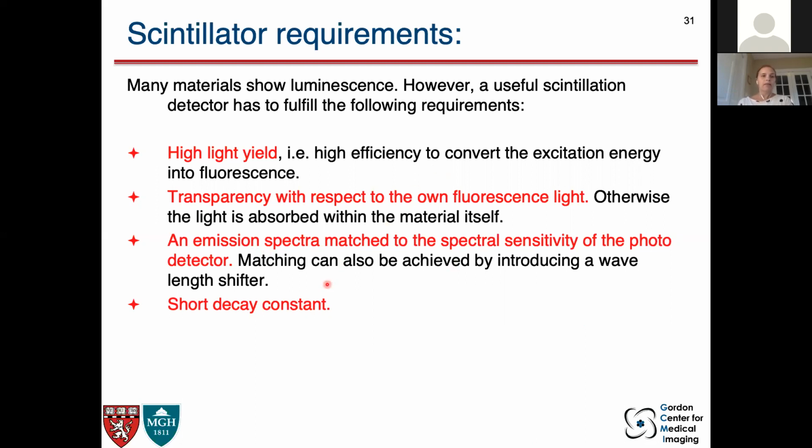And we also want a short decay constant, because we want the signal to be relatively fast. And this is especially important when we have applications where timing is important, and also when we have high count rates. Because if we have very high count rates and very long signal, we will have a pileup of the pulses from the detector, which will reduce the performance.